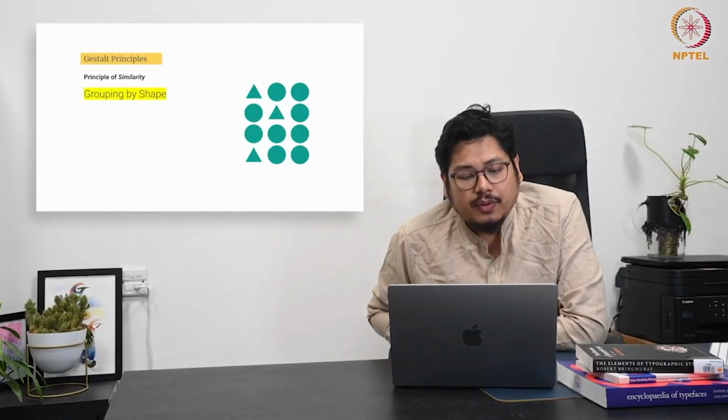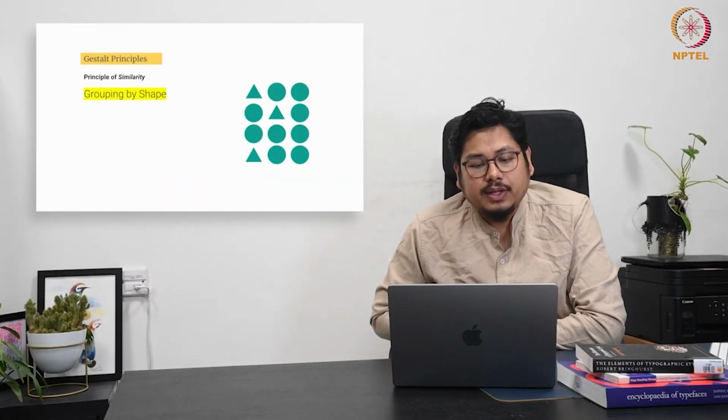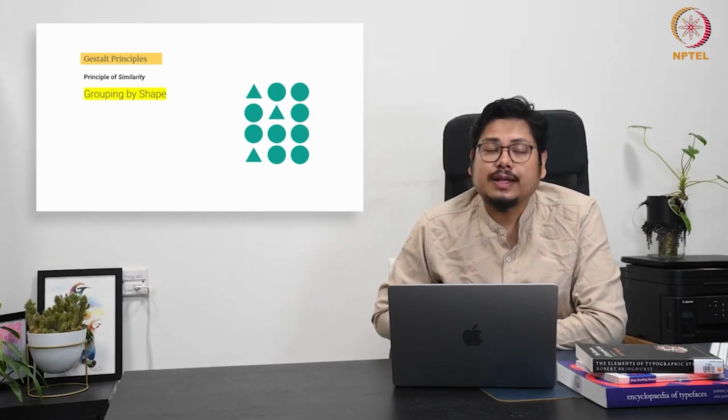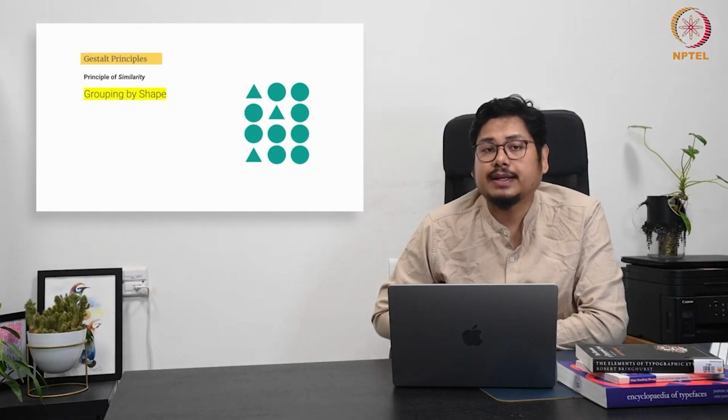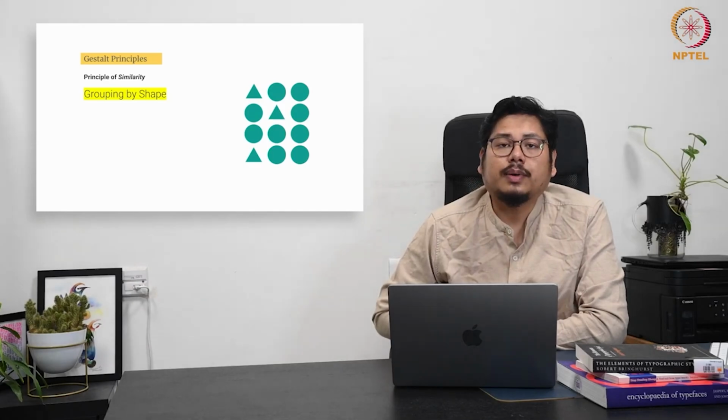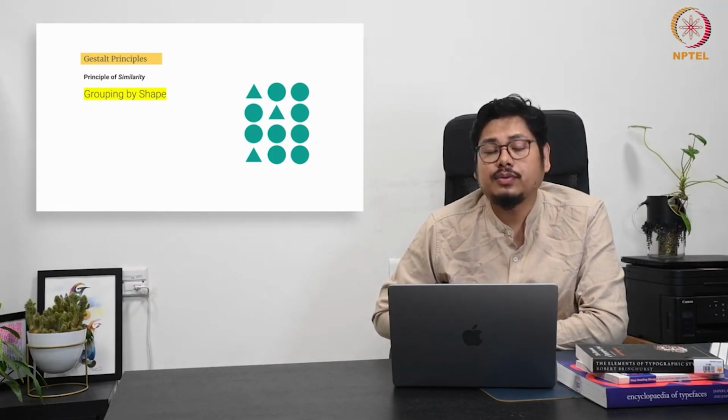Yes, so now we are coming to grouping by shape. As you can recall, we have talked about grouping by color, and how color plays an important role in deciding where our eyes navigate through the information. Second, we have talked about how sizes play an important role. Right now, we are looking into shapes.